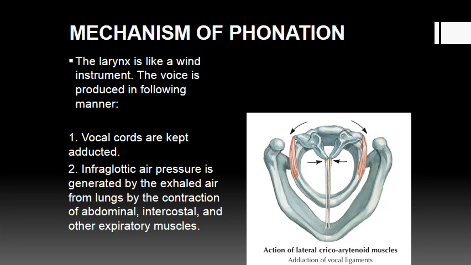First, the vocal cords are kept adducted. Which muscle is responsible? The lateral cricoarytenoid muscle is responsible for adduction. So first the vocal cords are closed, meaning adduction. Then the air reaches the laryngeal cavity from the lungs, and the air pressure increases. How does the air come upwards and reach the laryngeal cavity? Because of the abdominal muscles, intercostal muscles, other expiratory muscles, and even the diaphragm.